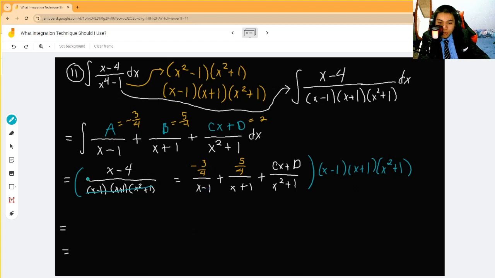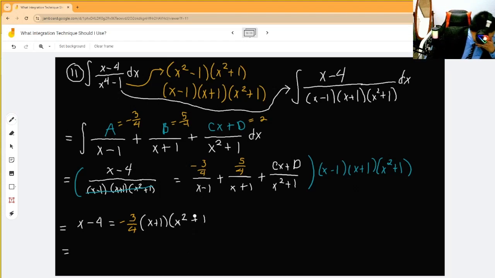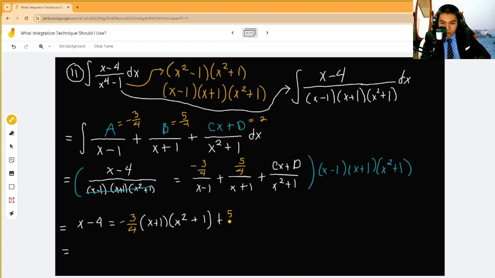Let's write that down. So we have x minus 4 is equal to, let's just put it directly, negative 3/4 of x plus 1 times x squared plus 1, plus 5/4, and of course this will cancel on this part, this and this will cancel, leaving you with this to multiply, times x minus 1 times x squared plus 1.